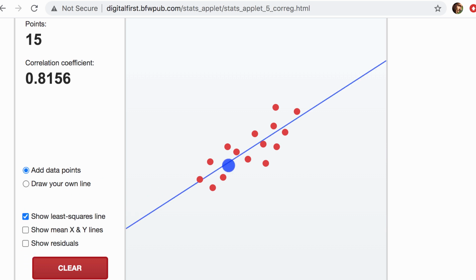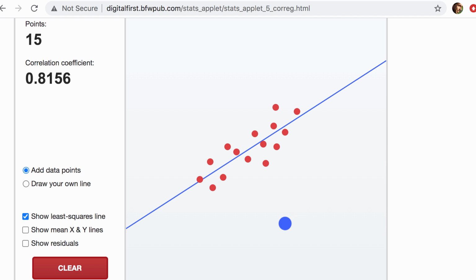And you can not only see the line, we can see our correlation coefficient. It's pretty good, 0.8156. It's pretty close to 1. So we have a pretty good fit right over here. But what we're going to think about are points that might influence or might be overly influential, we could say, to different aspects of this regression line.